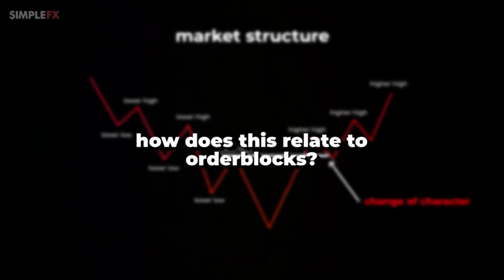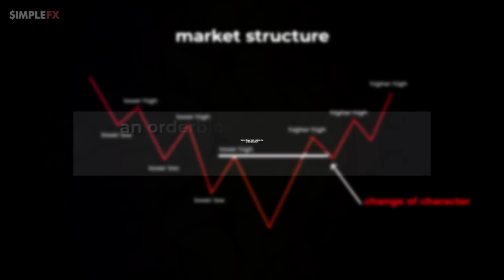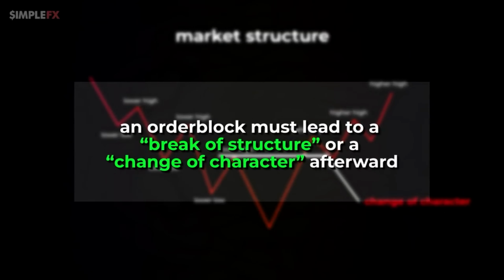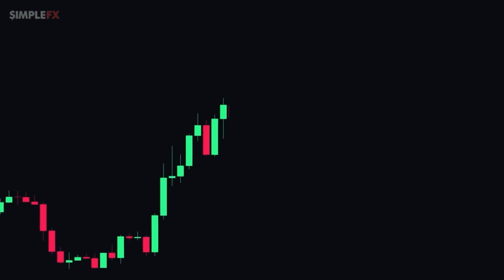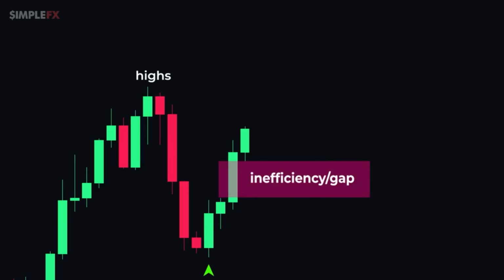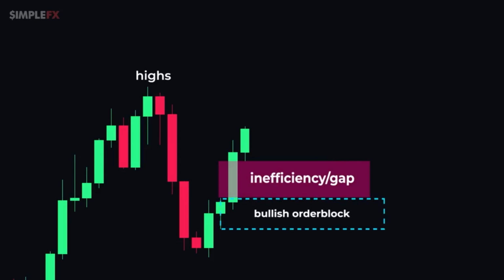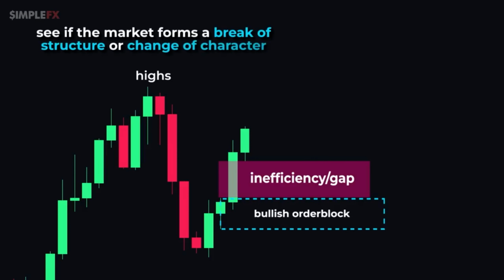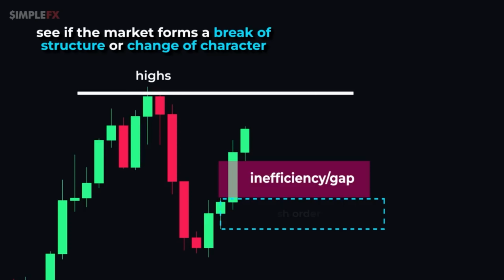Now, how does all of this relate to order blocks? For an order block to be valid, it must lead to either a break of structure or a change of character afterward. Let's see an example in this chart. We see a significant upward move coupled with a gap or inefficiency. So there's a possible order block here. However, this doesn't mean we can immediately draw an order block; we need to first see if the market forms a break of structure or a change of character afterward. Right here, we notice that the price hasn't yet formed a break of structure, as it hasn't broken these previous highs. So we wait for the price to develop further.